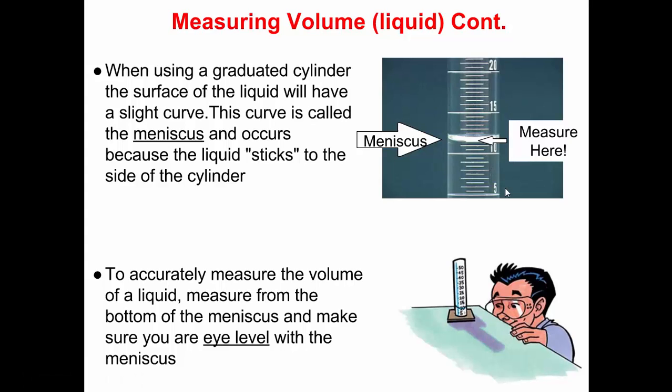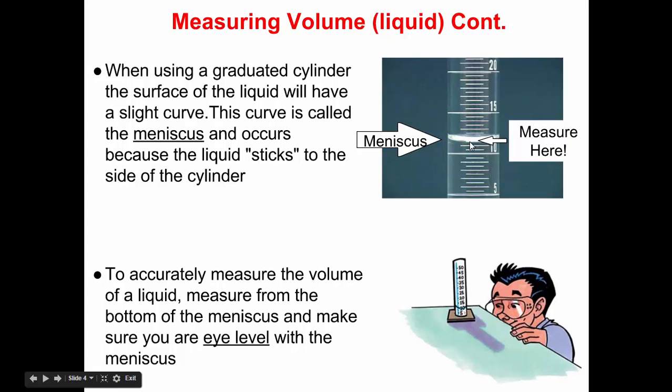So when we're using a graduated cylinder, the surface of the liquid will have a slight curve, and you can see it here. It kind of curves. You can see it really well in the last picture, and that curve is called the meniscus, and it occurs because the liquid sticks to the side of the cylinder. So when you're measuring the volume of a liquid, you want to look at the bottom of that meniscus to get your most accurate reading.